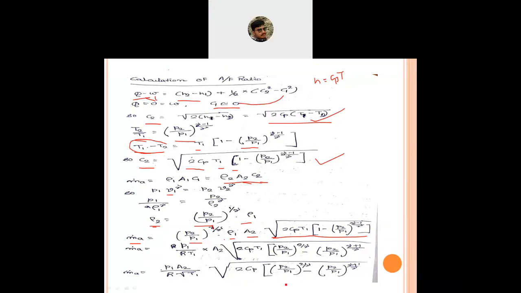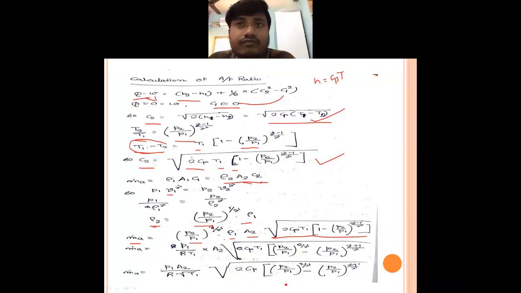Okay, so m dot a is equal to p2 by p1 to the power 1 by gamma multiplied by rho 1 into a2 under root of 2 cp t1 into 1 minus p2 by p1 to the power gamma minus 1 by gamma. Okay, so what is m dot a? मतलब जो mass flow rate है वो क्या होगा? So it will come like this.